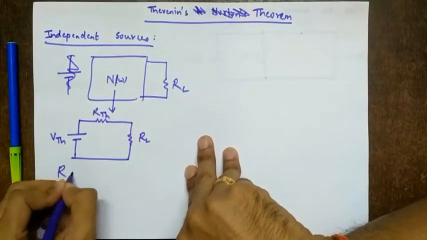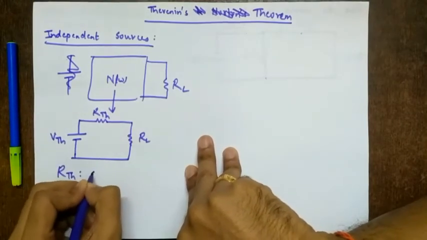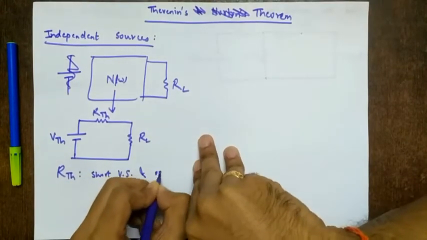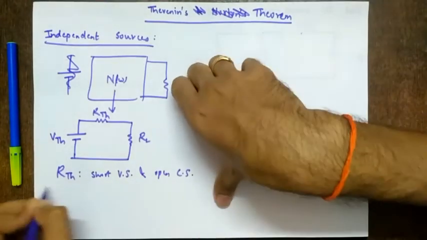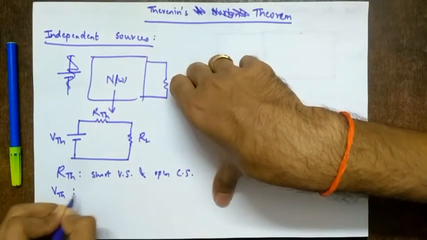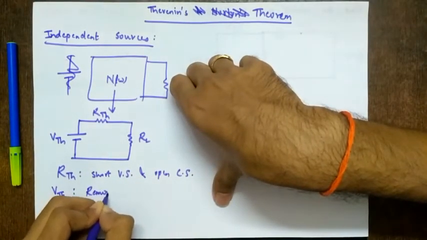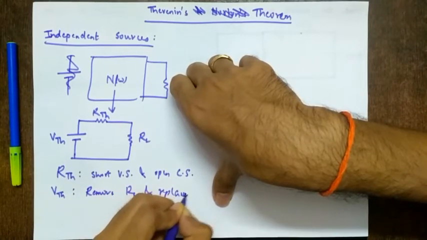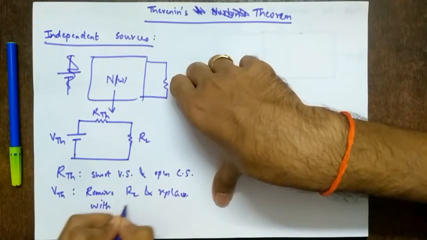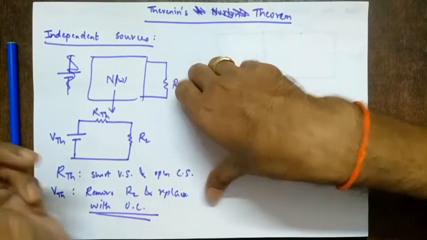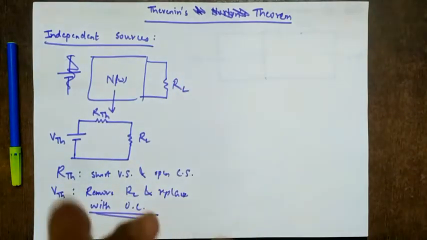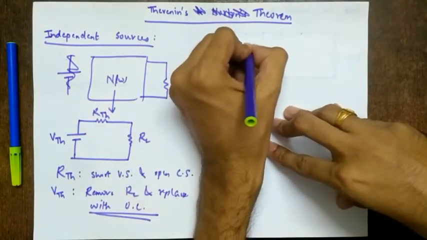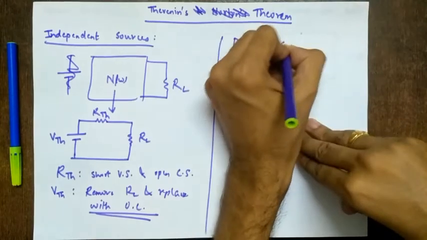So for RTH, what we do? We short voltage sources and open current sources. For VTH, we remove RL and replace it with open circuit there. So this is what we do. We have already done this, so let's not go into the details. So let's see what is the difference in dependent sources.